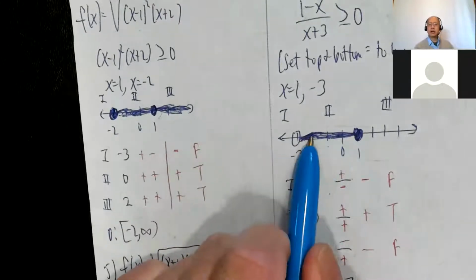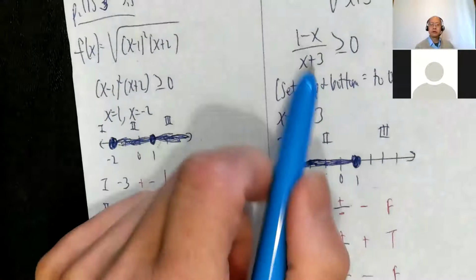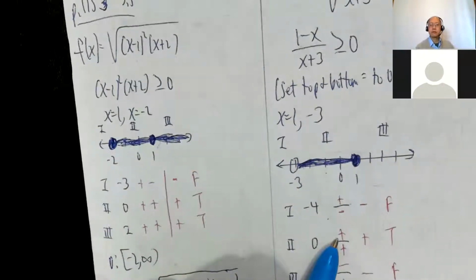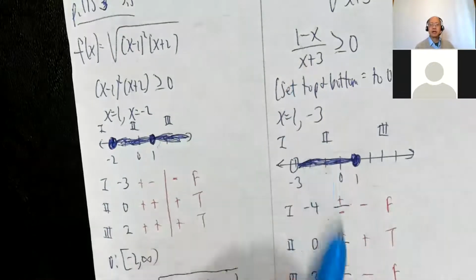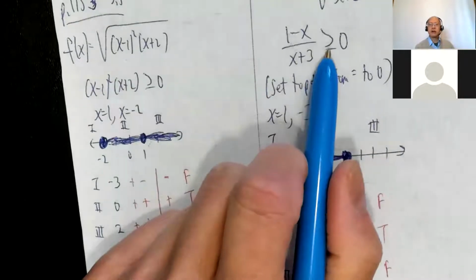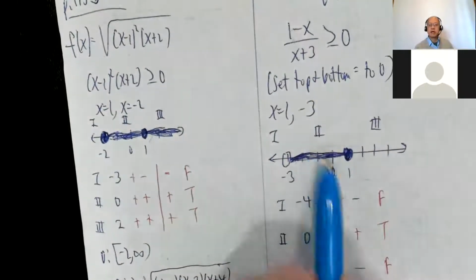Now, region 2 got shaded in. How come? So 0. 1 minus 0, 1, positive. 1 plus 3, positive. Positive divided by positive, positive. Positive greater than or equal to 0, that's true. Shade in region 2.